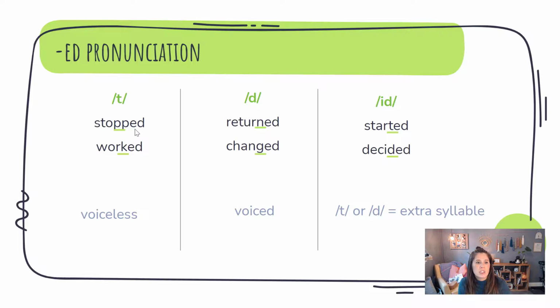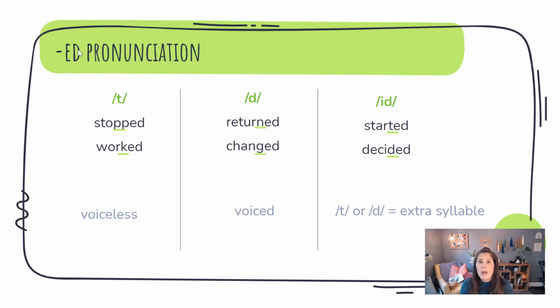So if we read these words, stopped, returned, started. From stop to stopped, the number of syllables does not change. It's just one syllable. From return to returned, you still have just one syllable. However, when we go from start to started, we're now adding on an extra syllable. One syllable to two syllables. So we're just adding on the extra syllable.